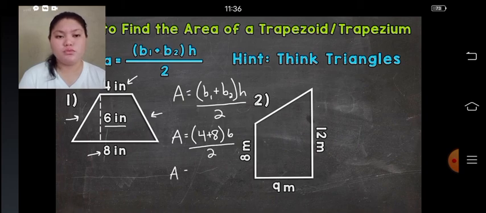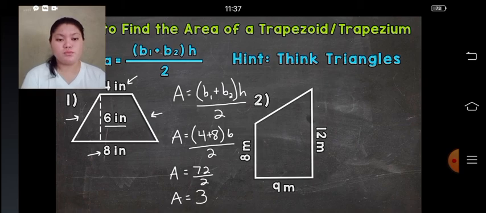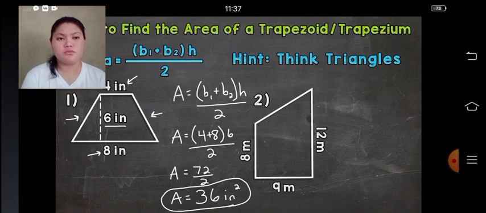So we have 4 plus 8, which is 12, times 6 is 72. So we have 72 over 2, or 72 divided by 2. Our final area is going to be, well, 72 divided by 2 is 36, and this is square inches because we're talking area. So 36 square inches for the area for number 1.